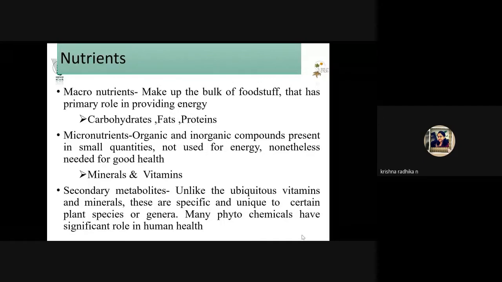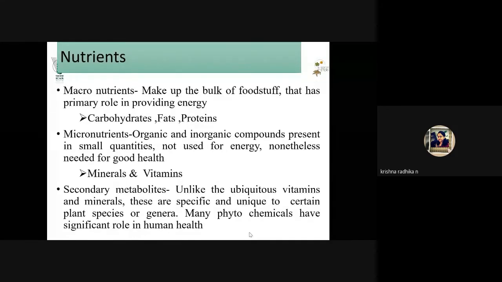And coming to the other part, there are metabolites of these macro and micronutrients, that is, secondary metabolites. Unlike ubiquitous vitamins and minerals, these are specific and unique to certain plant species or genera. We have in our tuber germplasm many tubers with specific content of secondary metabolites that is indicated in their phenotype as aromatic compounds and colored features. Many phytochemicals have a significant role in human health.